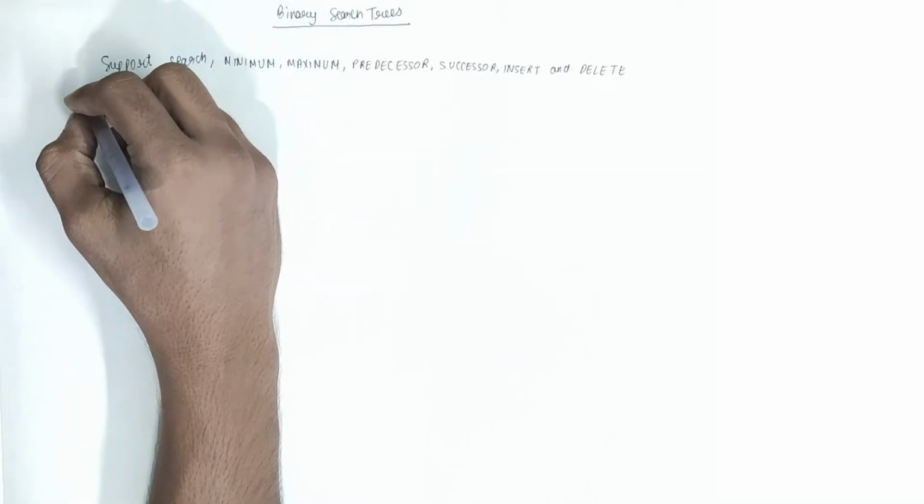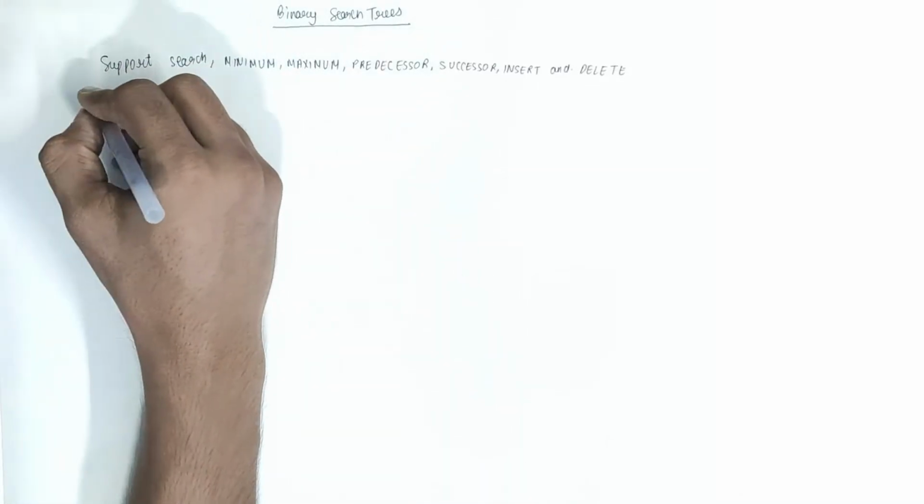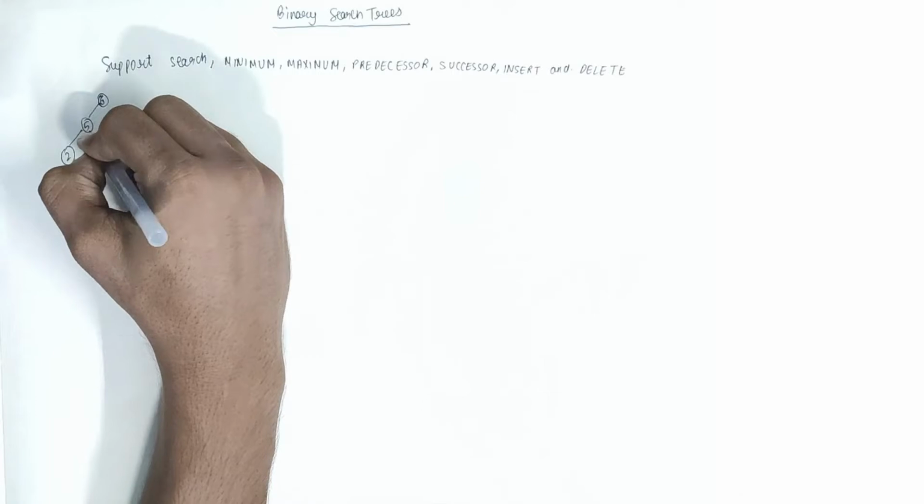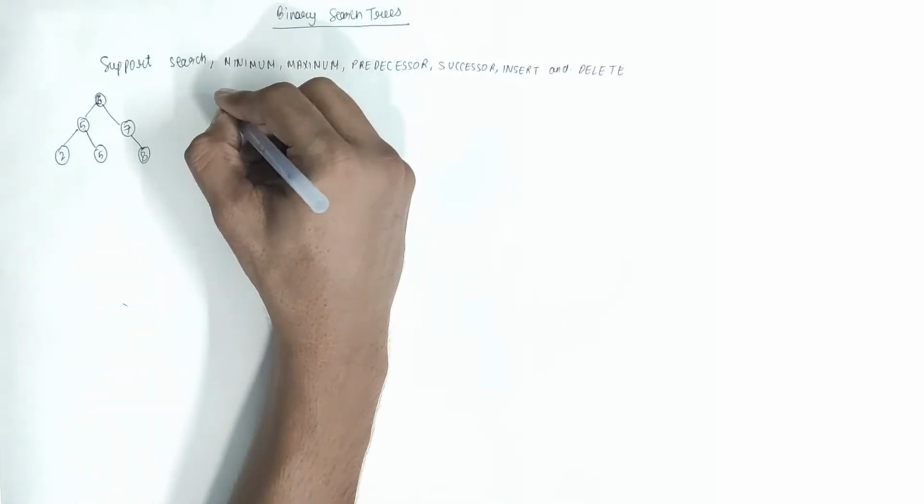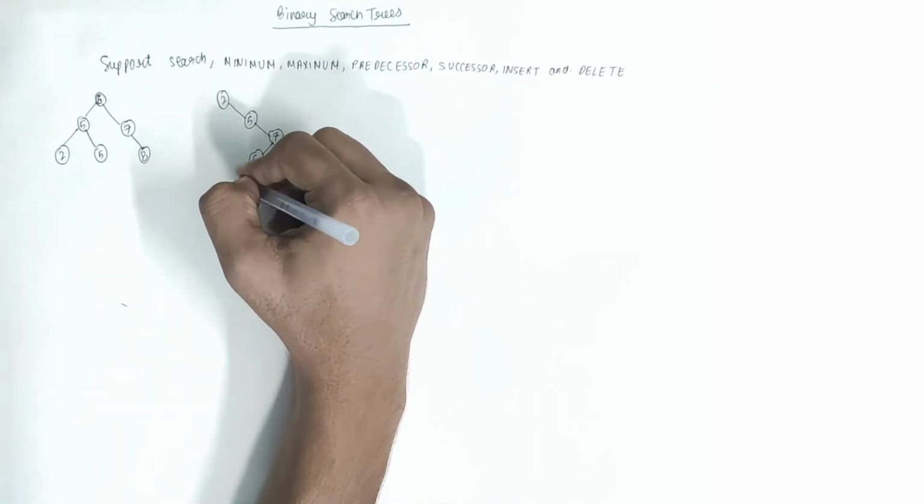So we will see binary search trees. We will see the following operations on a binary search tree. So these are two examples of binary search tree.